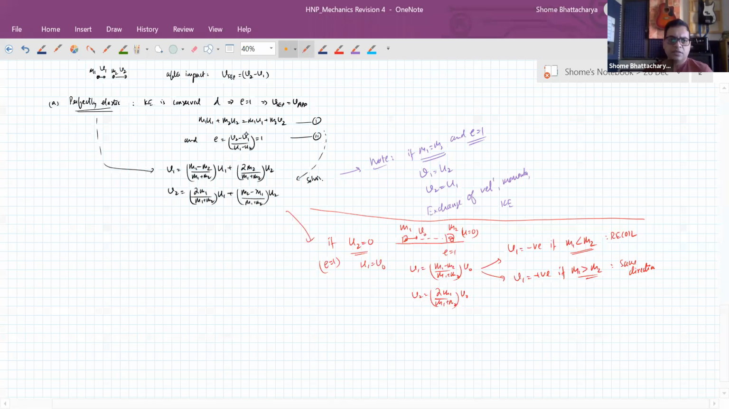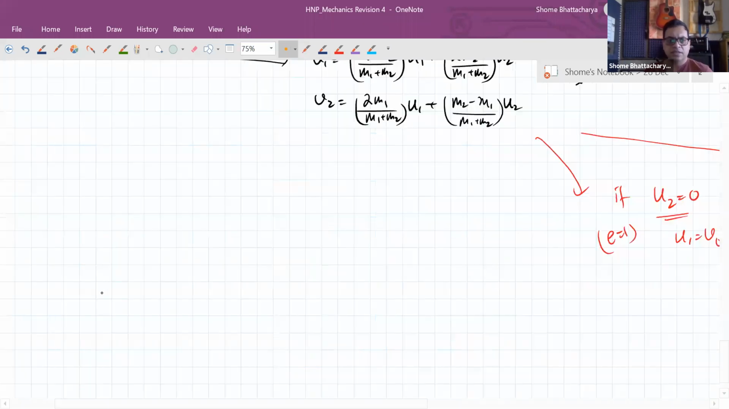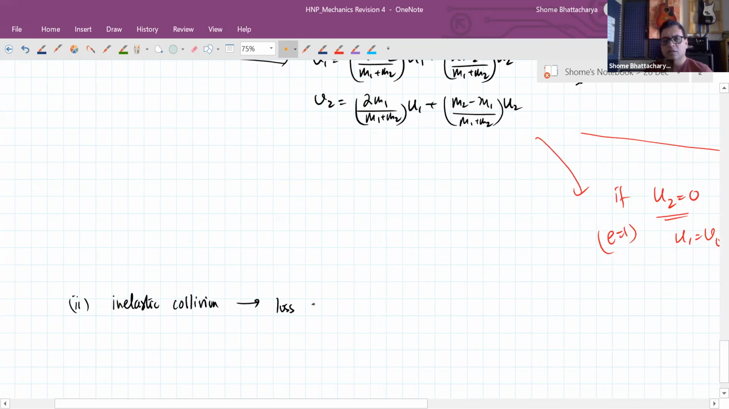Okay, now next let's come to the inelastic collision. Not perfectly inelastic, but inelastic. So inelastic collision is one where there is loss of kinetic energy. Okay, or in general you can say there is dissipation, and the coefficient of restitution becomes less than 1, but at the same time greater than 0.